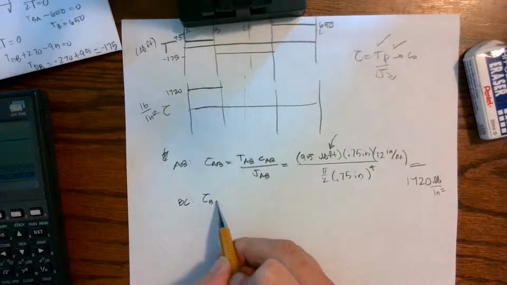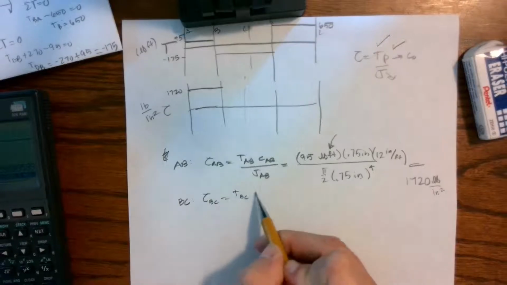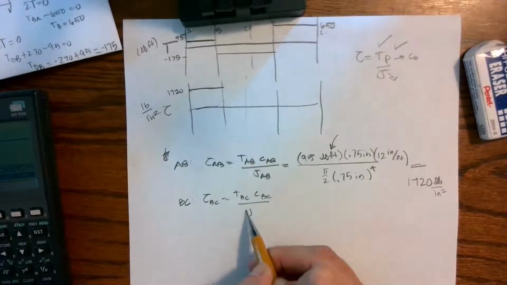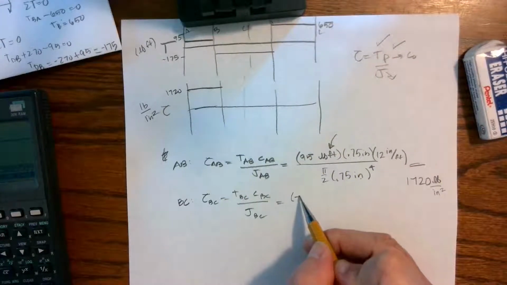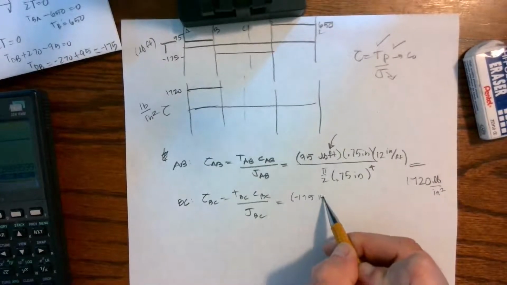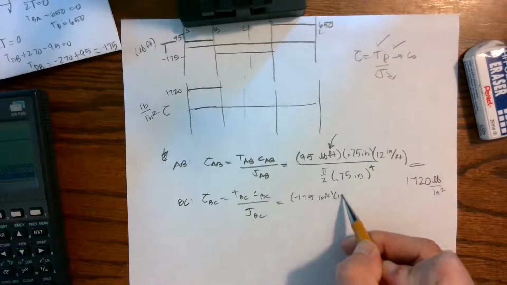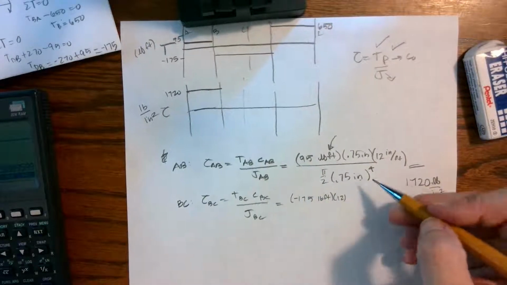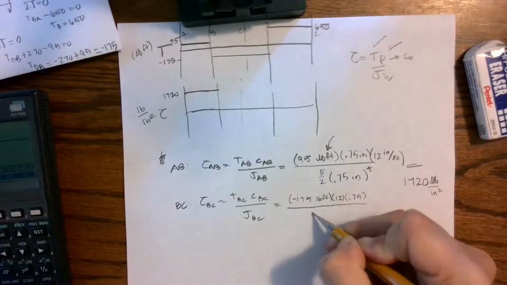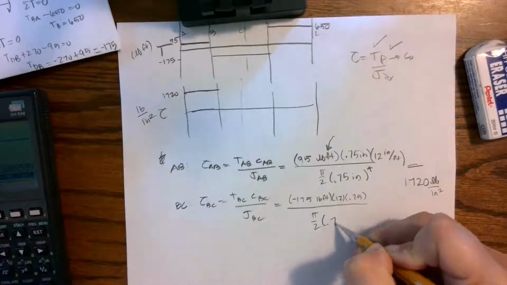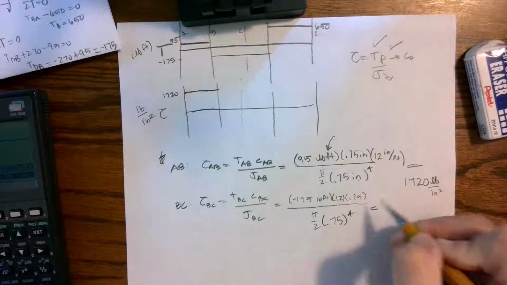Shear stress from B to C is torque from B to C, which is C from B to C, which is J from B to C. And I had negative 175 pound-feet, 12 inches per foot. That outside radius, 0.75 inches, divided by pi over 2, 0.75 to the fourth.